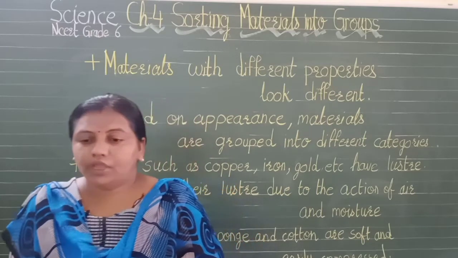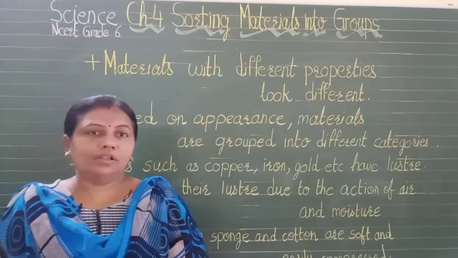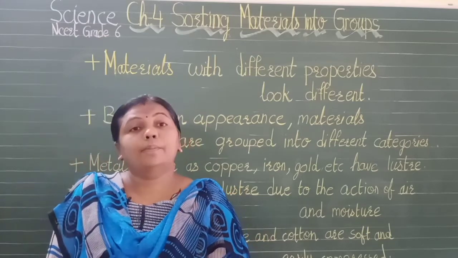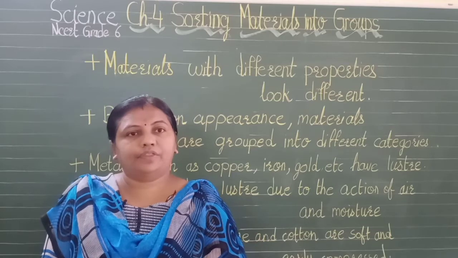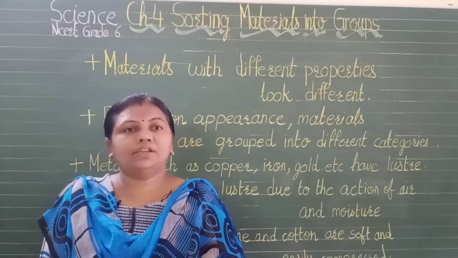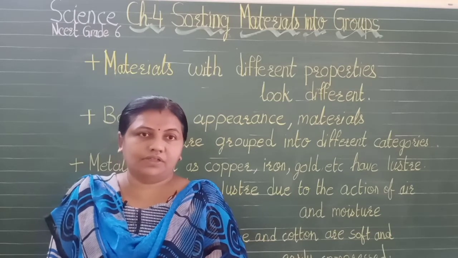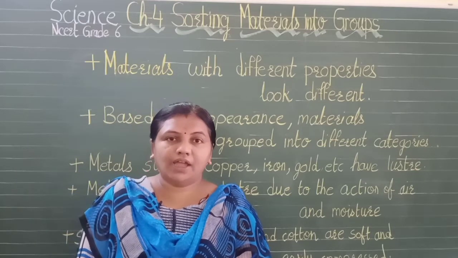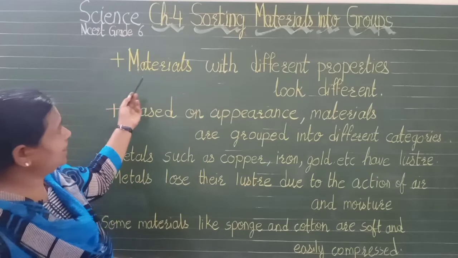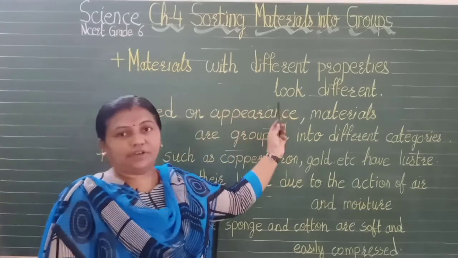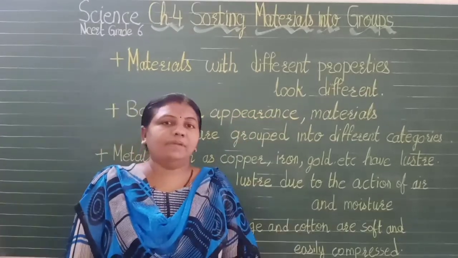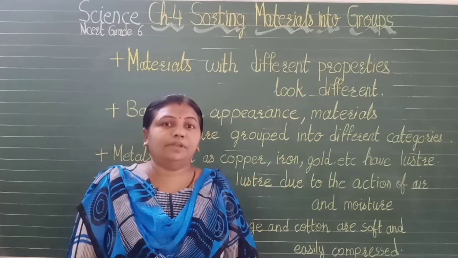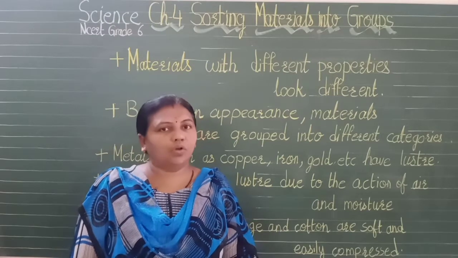Clear? Okay. Now we will learn the properties of a material. Which are the different properties of materials? Materials can be soft, they can be hard. Materials with different properties look different. So it can be hard, soft, round, square, and so on.